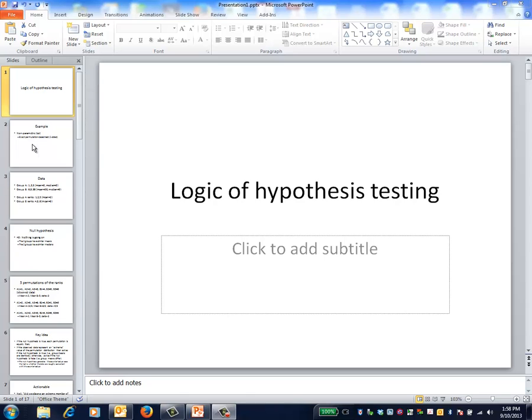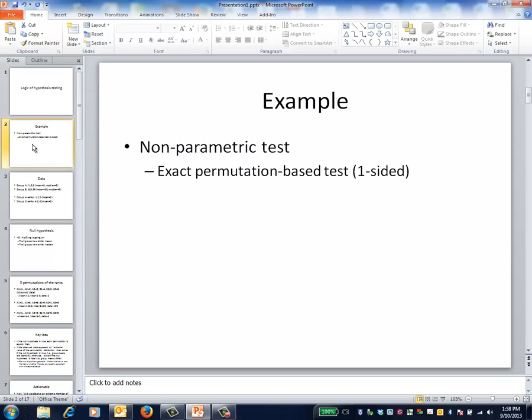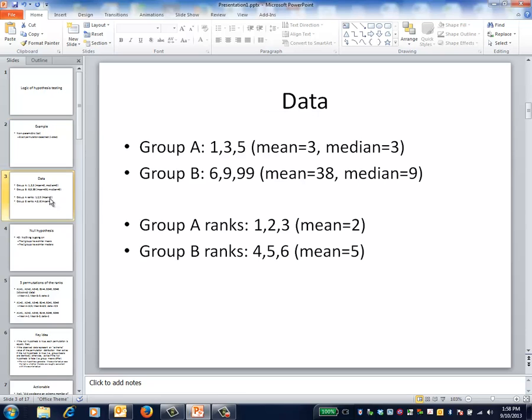This video is about the logic of hypothesis testing. Our first example will use a form of a non-parametric test, in this case a one-sided exact permutation-based test. Our goal is to test whether the central values of two groups differ.